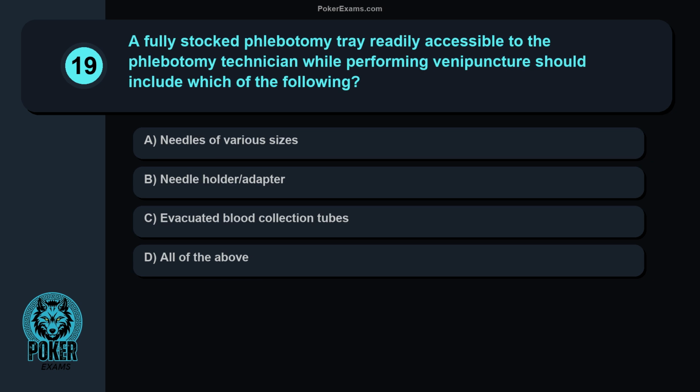Question 19. A fully stocked phlebotomy tray readily accessible to the phlebotomy technician while performing venipuncture should include which of the following? Needles of various sizes, needle holder/adapter, evacuated blood collection tubes. All of the above.